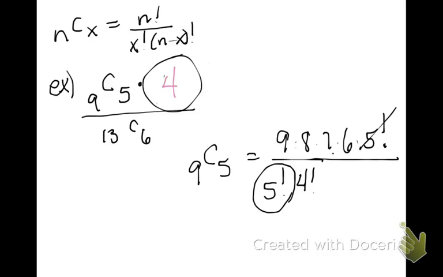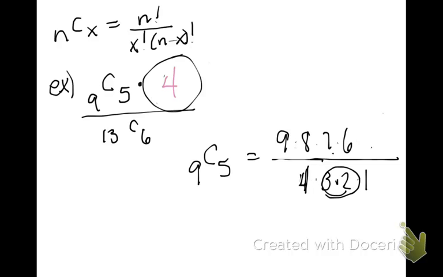And now the 5 factorial and the 5 factorial cancel out. Once you cancel the larger of the denominators, expand the remaining denominator. 3 times 2 is 6, and in the numerator there's a 6. We will cancel these. And 8 divided by 4 is 2. So in the end, we're left with 9 times 2 times 7. This is 126.